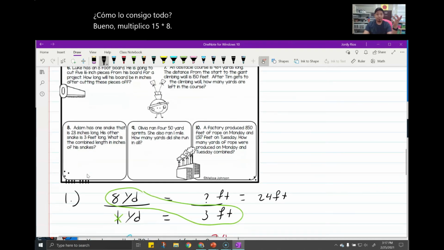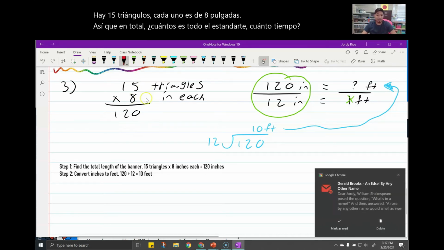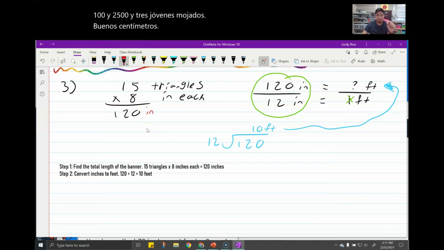Okay. Well, I already did that for you, right here. There's 15 triangles, each one is 8 inches. So in total, the whole banner is how long? 120, but 120 in what? Good, inches. But my answer should be in what? Feet. Good. So I put 120 inches here and feet right here. And I don't know the answer.